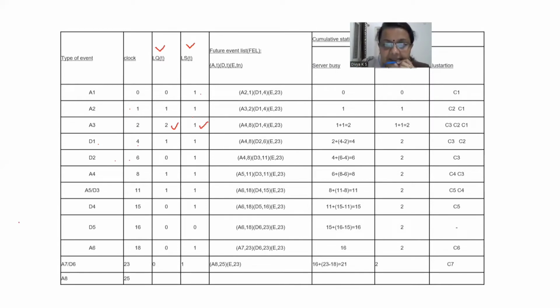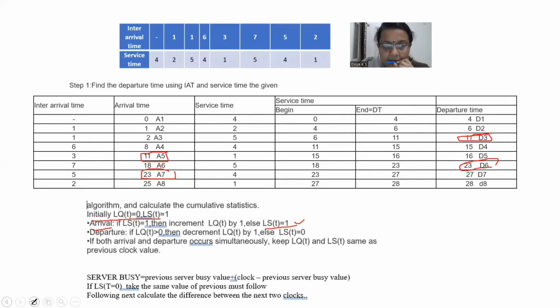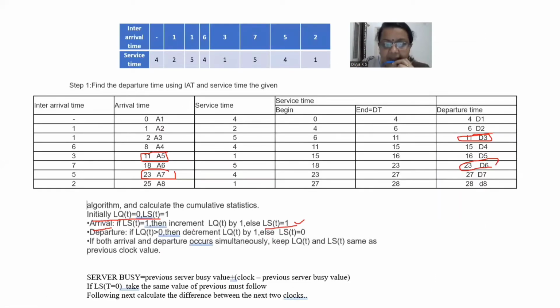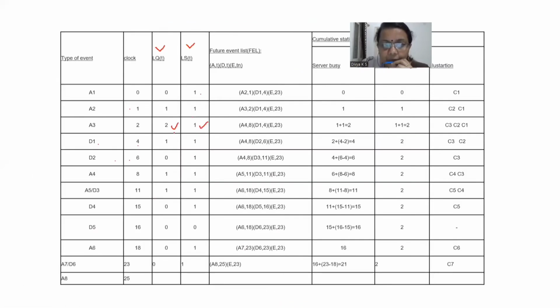Next, what is the next event? It is departure, so go to your algorithm. For departure, you have to see whether L of Qt is greater than 0 or not. L of Qt is greater than 0 only, right? Because it is 2. So if L of Qt is greater than 0, then decrement L of Qt by 1. So 2 minus 1 is 1, and L of St equals 1 only.